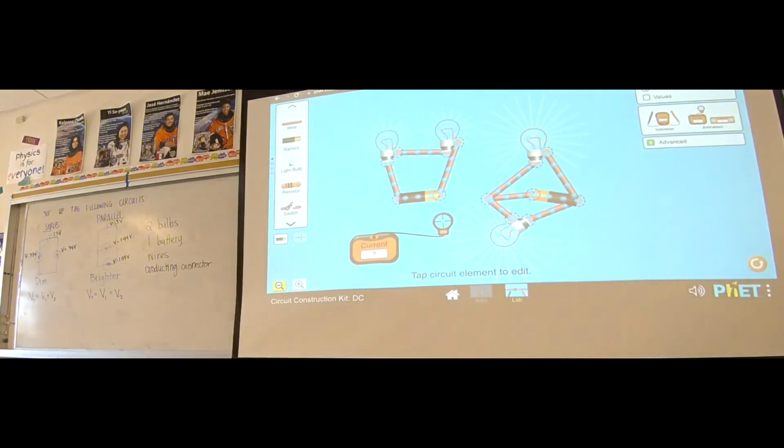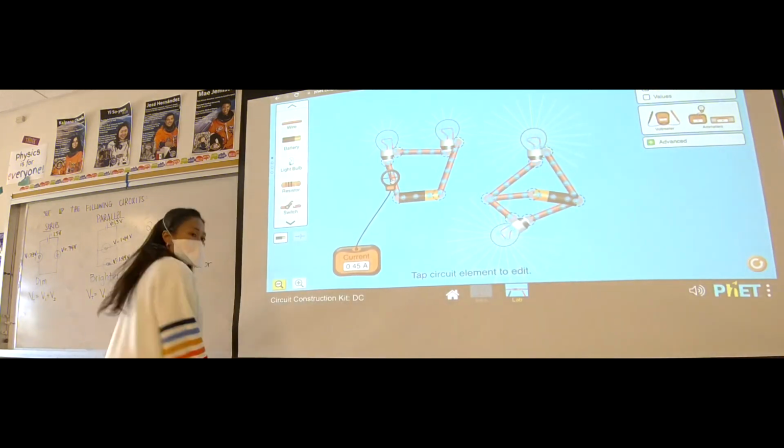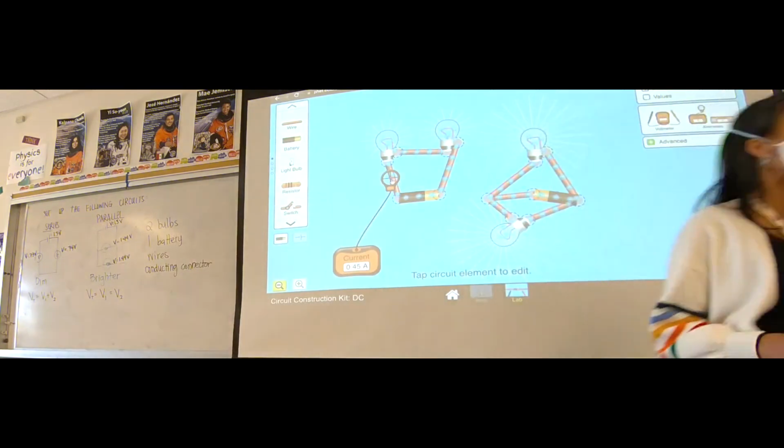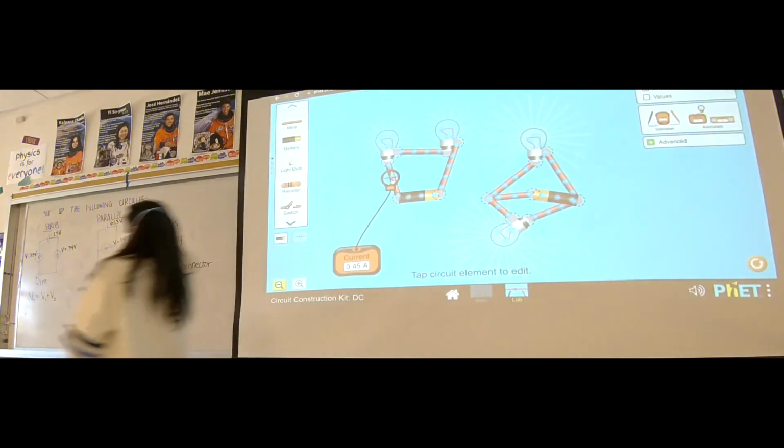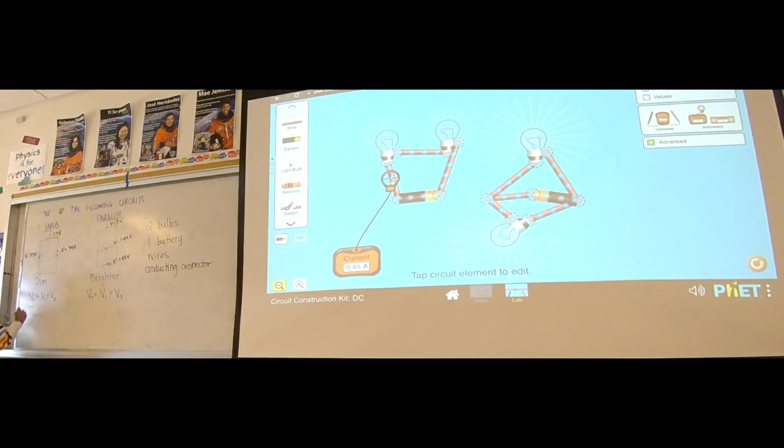We're going to look at the current. So the current, when I go out of the battery, is 0.45. This is my series circuit. If I go through light bulb 1, 0.45, and through light bulb 2, 0.45. So the thing about series is that even though the voltage changes, the current, I, stays the same.